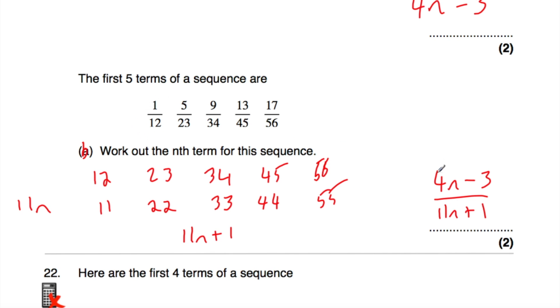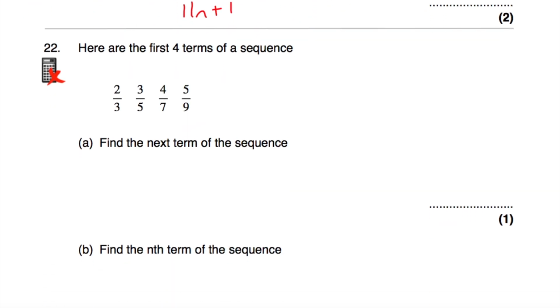Let's try it with 2. 4 times 2 is 8, take away 3 is 5. And 11 times 2 is 22, plus 1 is 23. So as you can see, we're generating the sequence using this nth term. So this is right. Okay, let's look at our next question, question number 22.